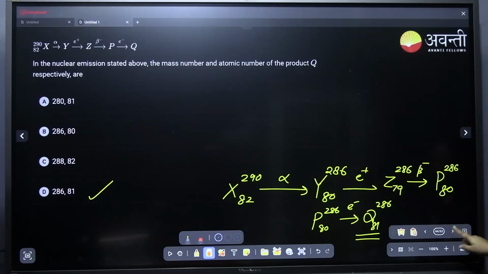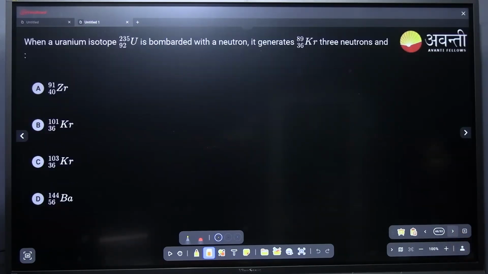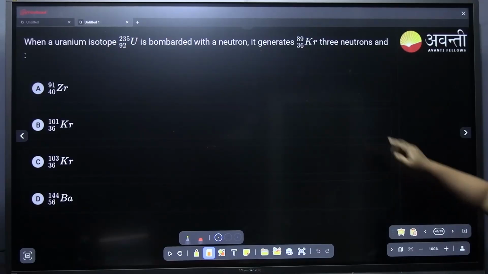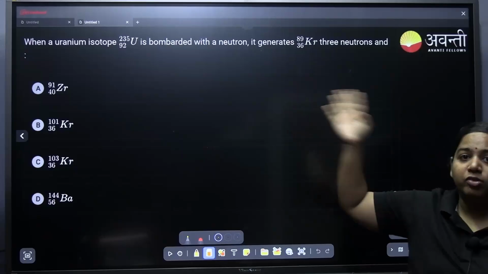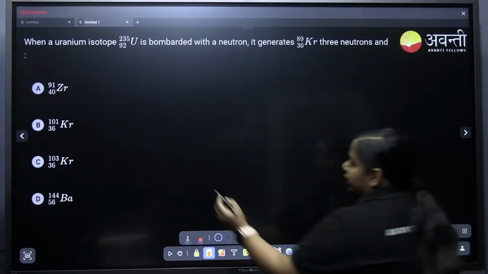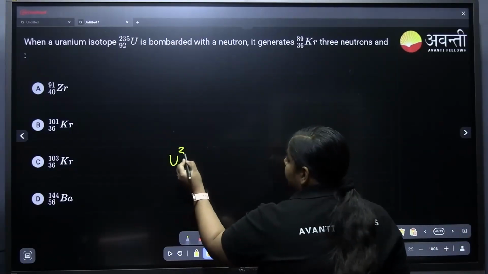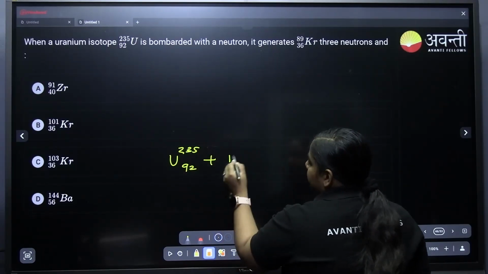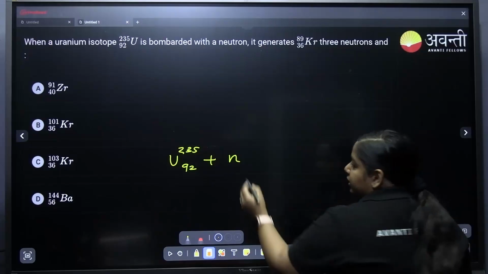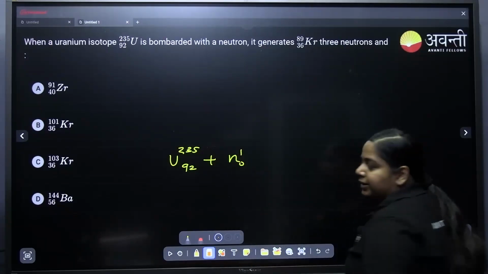Okay, moving on. When a uranium isotope 235/92 is bombarded with a neutron, it generates krypton and 3 neutrons. So as I told you, we only have to balance before and after. Before: 235/92 plus 1 neutron. Neutron has 0 atomic number, 1 mass number.